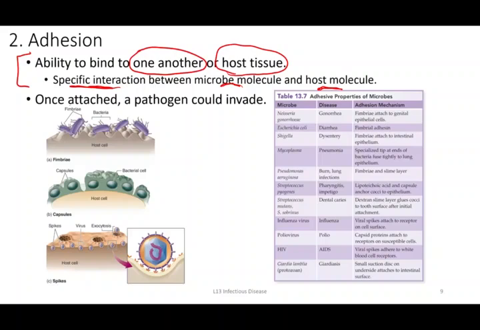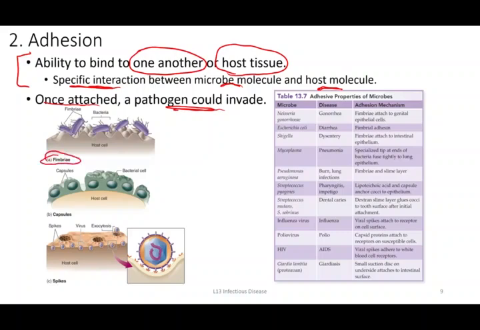Once this has occurred, that is going to allow the microorganism to establish an infection and maybe just remain localized there. But if it establishes an infection in one area, it also leads to the possibility that it could spread beyond that. It could invade other tissues. And so being able to attach is really important. So these are some examples that we've seen in the past.